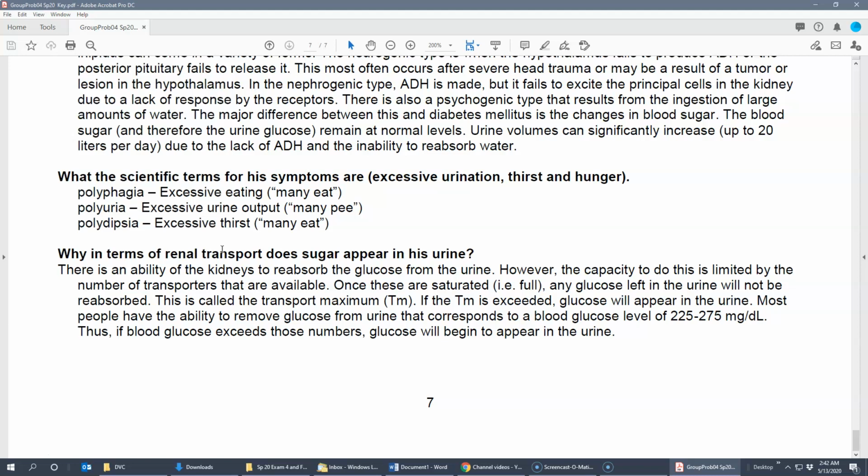As long as your blood glucose stays below those levels, you're not going to have any glucose in your urine. Although it's possible if someone ate a bunch of candy and sugary drinks, they could raise their blood sugar fairly quickly, even though they didn't have diabetes, above 300, and they would temporarily have glucose in the urine, but it would go away once their blood sugar went back to normal. If your blood glucose exceeds the transport maximum, glucose will appear in the urine, and this by far is most common in people with uncontrolled diabetes.